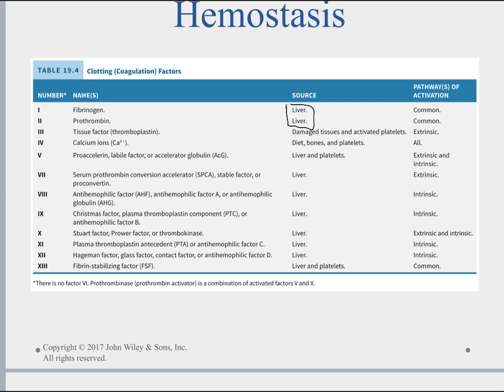Where are they made? Liver, liver, liver, liver, liver, liver. Remember we said the liver is the site for the majority of our plasma proteins? Well, here they are. Our pathway of activation shows us where each numbered factor is contributing to those cascading effects. So a good overall view.